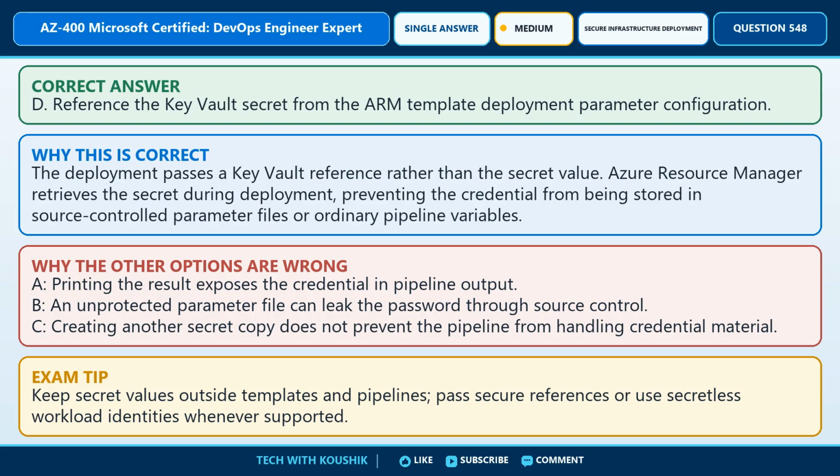A. Printing the result exposes the credential in pipeline output. B. An unprotected parameter file can leak the password through source control. C. Creating another secret copy does not prevent the pipeline from handling credential material. Exam tip. Keep secret values outside templates and pipelines, pass secure references, or use secretless workload identities whenever supported.